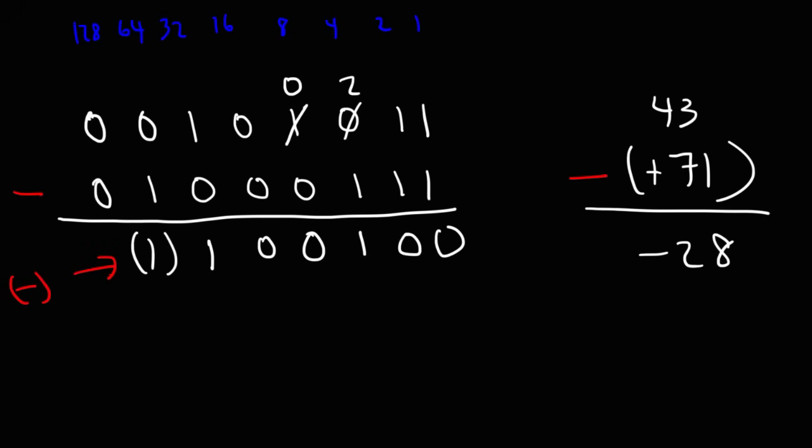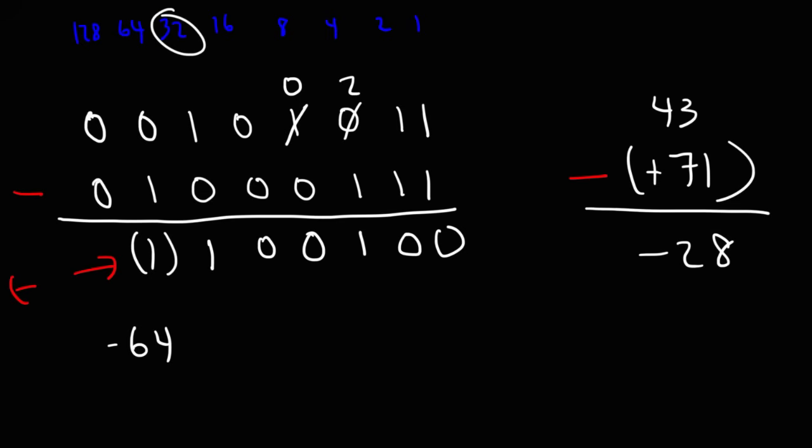Now, let's check the work. So we have 64, but this corresponds to a negative value. So that's going to be negative 64. And keep in mind, if the first number is a 1, it indicates a negative value. If it's a 0, it indicates a positive value.